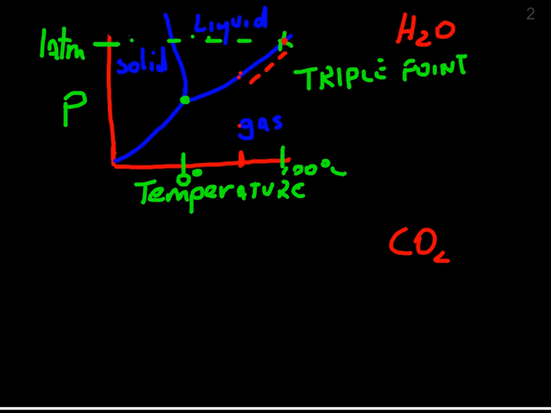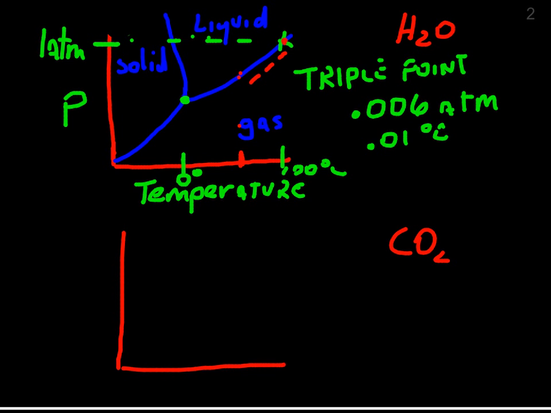Well, anyway, for water, the triple point happens to be at 0.006 atmospheres. Make sure I'm right on that. Yeah. Really low pressure, and 0.01 degrees Celsius. Pretty low temperature. Okay. Well, I've got to move on and get this done. So anyway, here's the triple point of CO2. It's going to have the same basic shape. Little different things that we can probably talk about a little bit later.